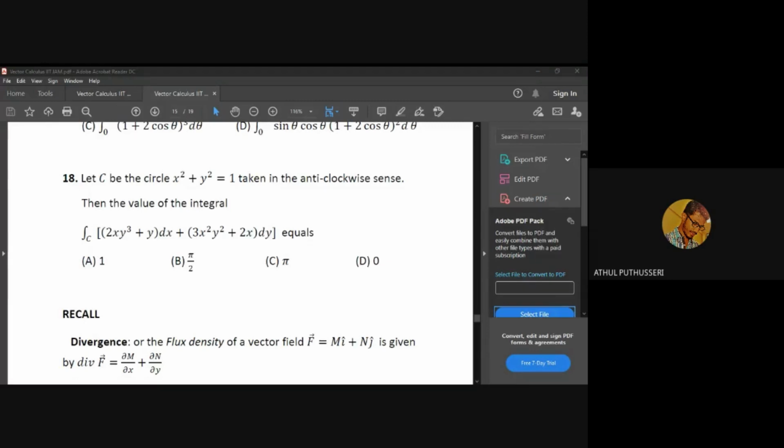Yes, sir. Okay, so you can collect questions from different books also. There are books like Thomas Calculus, so from there also you can get many problems for vector calculus. And many engineering mathematics books like Kreyszig contain vector calculus, so you can collect problems from there also. Okay, sir. Thank you. Okay, fine. Thank you, Dia.